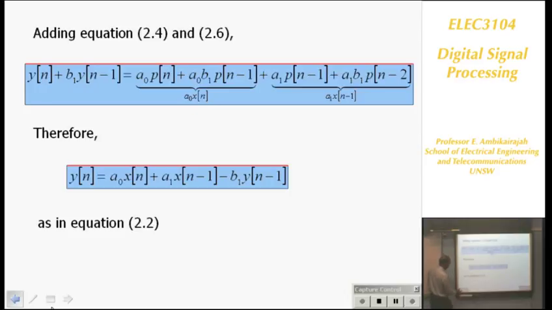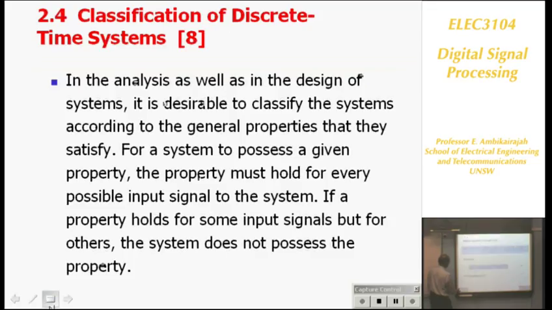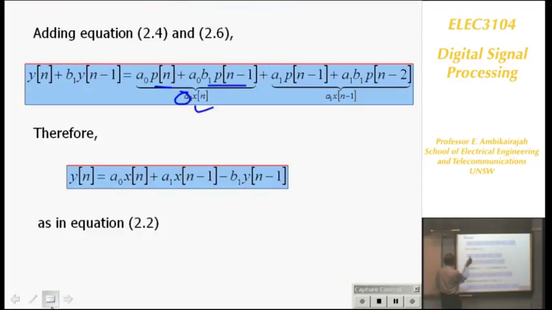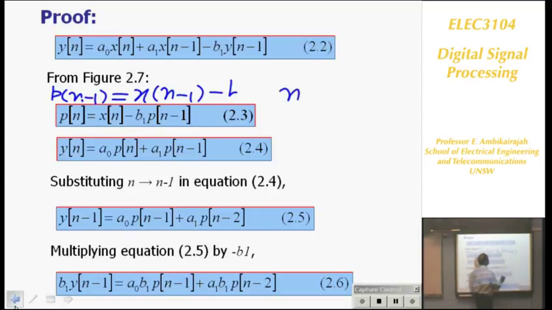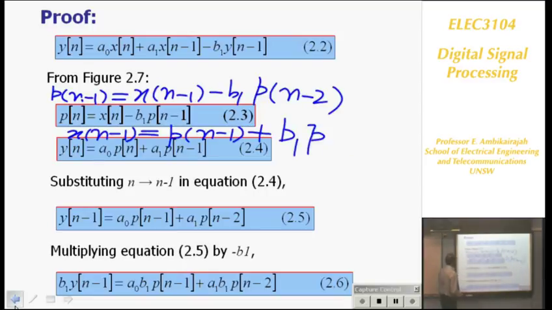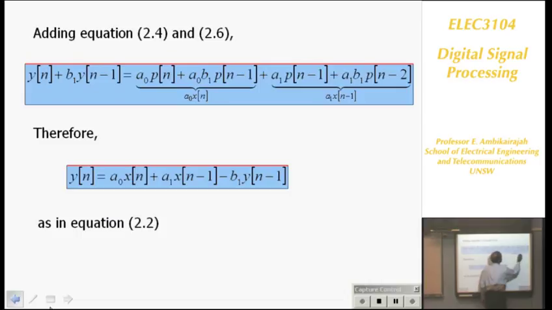Got that? Similarly, if you go back here, what is Pn minus 1? Wherever there is n, you put n minus 1. What would you get? xn minus 1 here minus b1 Pn minus 2. You can see from here that xn minus 1 is equal to Pn minus 1 plus, bring this to the other side, b1 Pn minus 2. And if you go to the next page, you see that part is a1 xn minus 1. So you got it now.